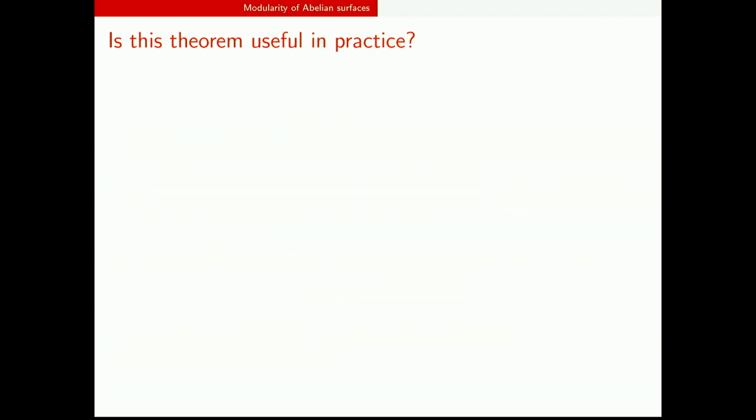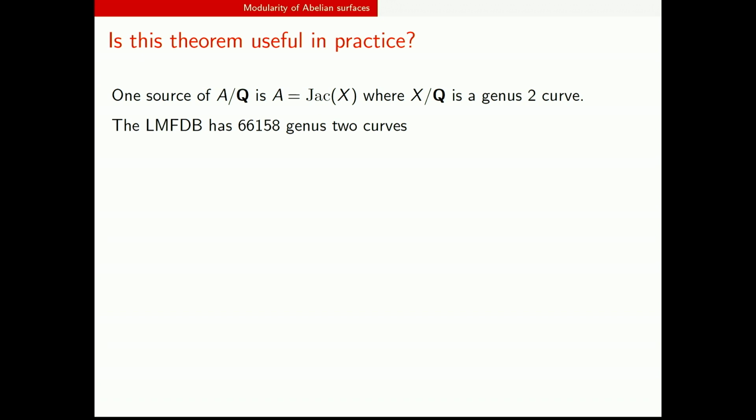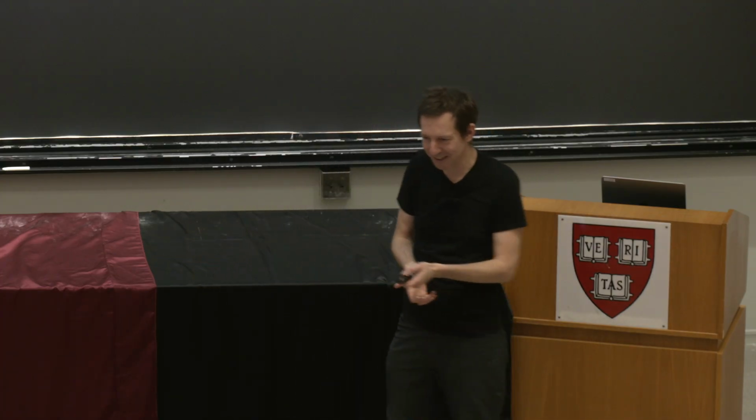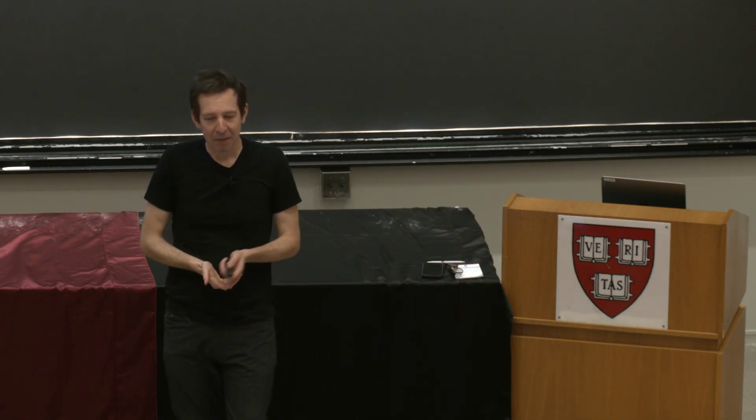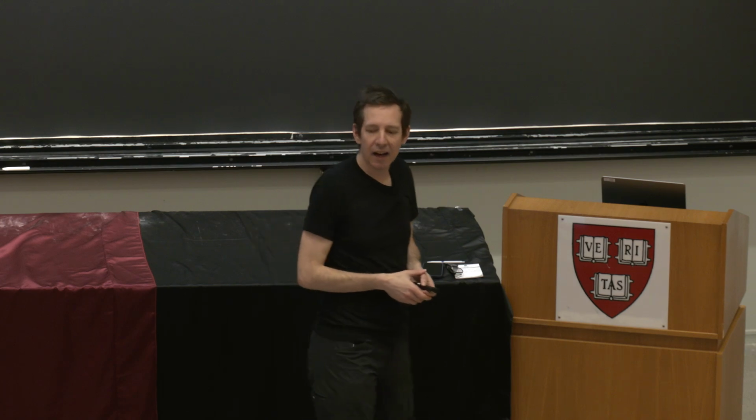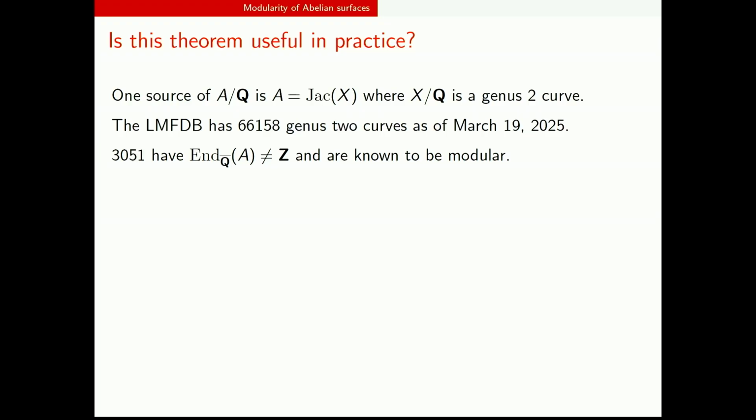So we are practical. We like to know, is this useful in practice, sort of on the ground, if you meet an abelian surface on the street? So one source of abelian surface is just the Jacobian of a genus 2 curve. If you look at the LMFDB, you'll find 60,000 genus 2 curves. Drew tells me that 60,000 is going to be 60 million soon, so I'm putting in the date. So of those, a few thousand have extra endomorphisms, and their modularity follows from either explicit easy computation or other general theorems.